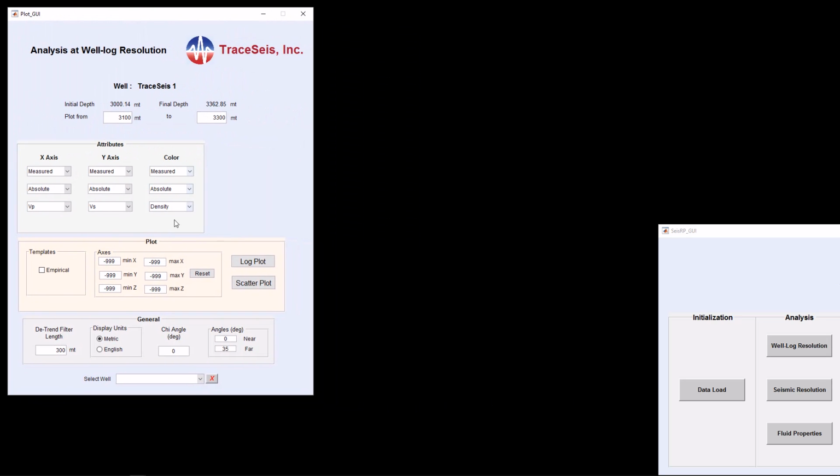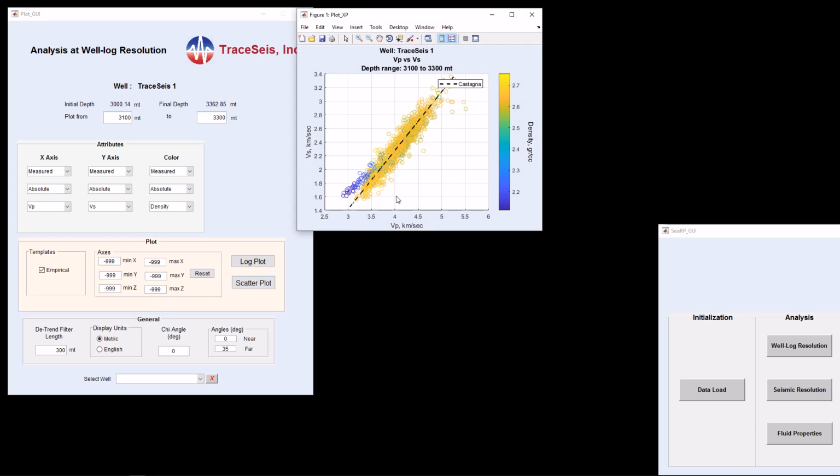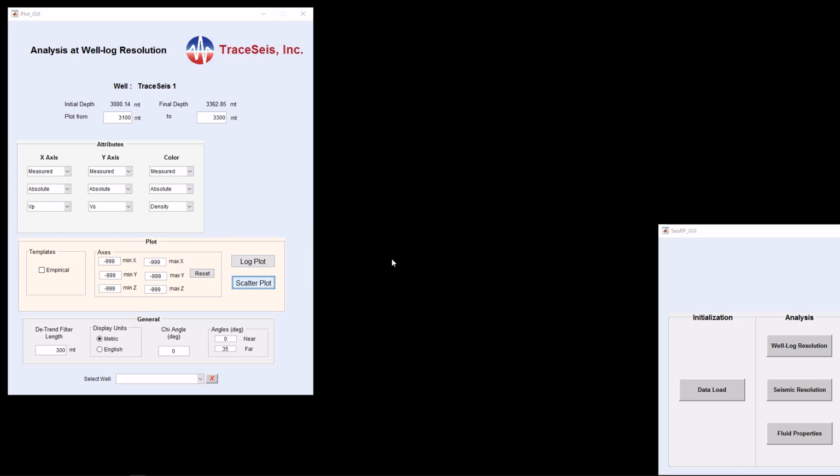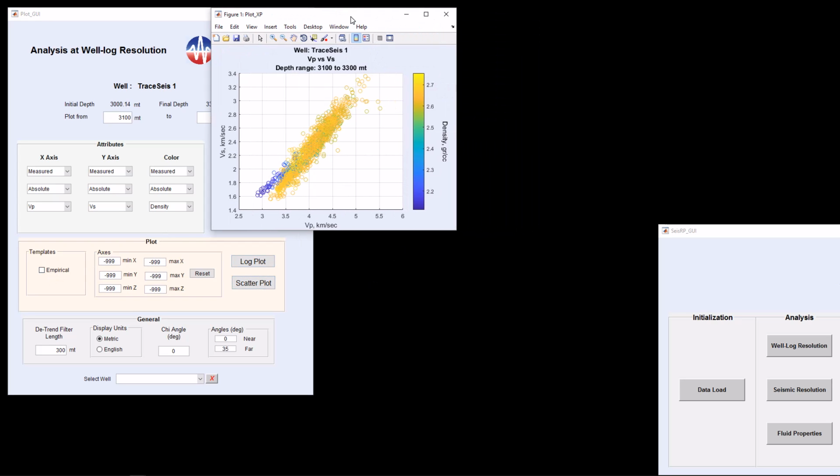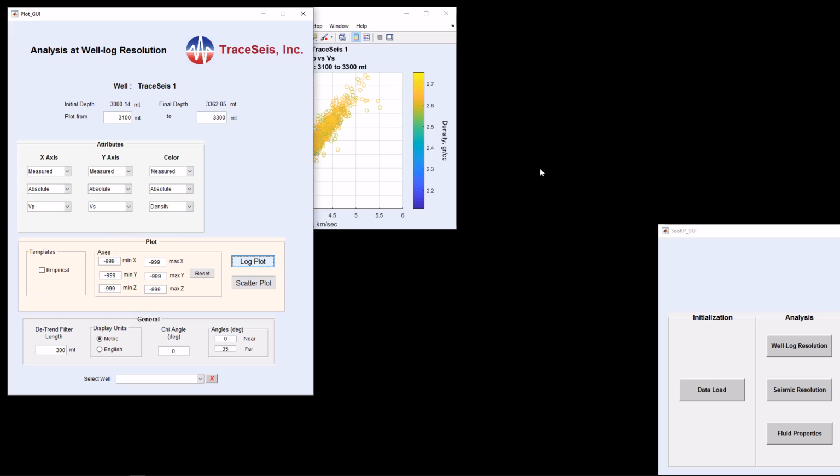Let's start by doing a QC of the input data, plotting VP, VS, and density. This is the scatter plot with P wave velocity in the x-axis, S wave velocity in the y, and density as the color, with Castagna's mudrock line overplotted. Let's redo it without the mudrock line, and let's now look at the log plot.